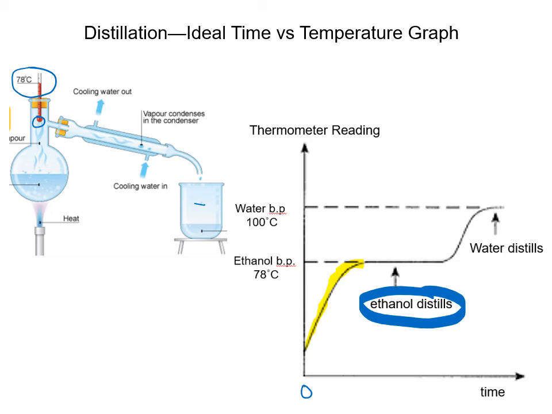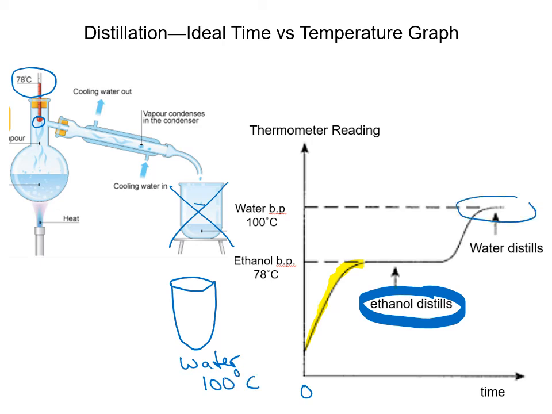Once we have collected all of the ethanol, we're going to change the flasks. So we're going to have a new flask that we put in, and this one is going to be collecting water. And since water boils at 100 degrees C, now we'll see our temperature increase, and we're going to be at 100 degrees Celsius. This is an idealized time versus temperature graph. It won't actually be quite so tidy, but this does give you an idea of what it looks like.